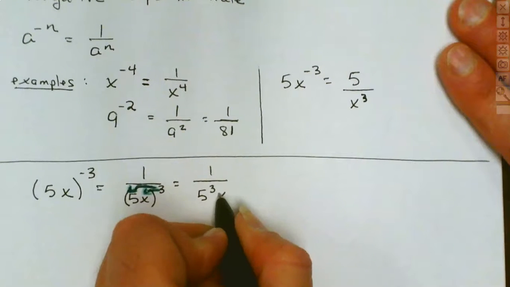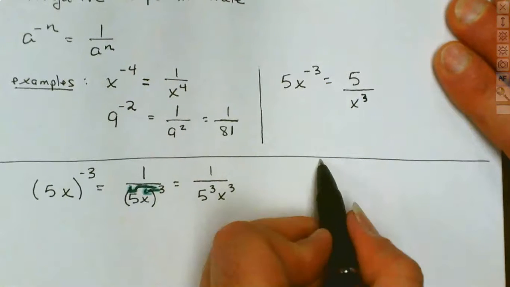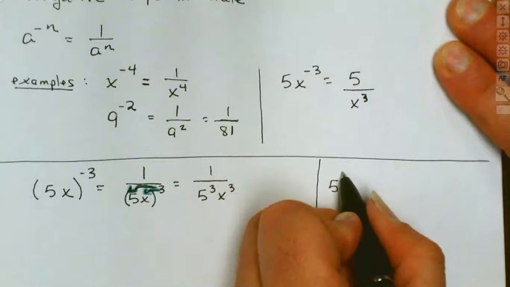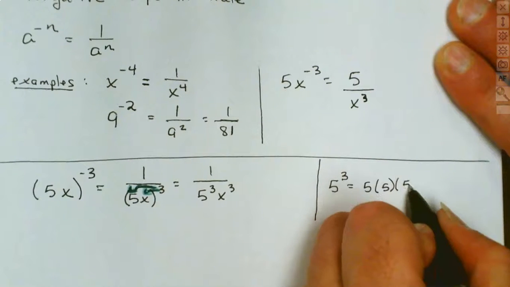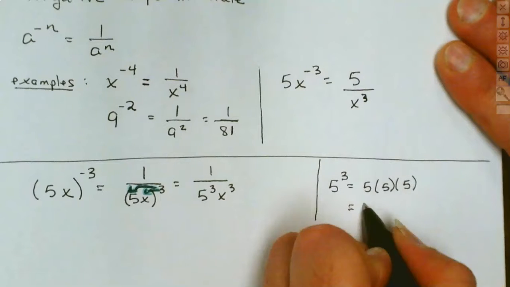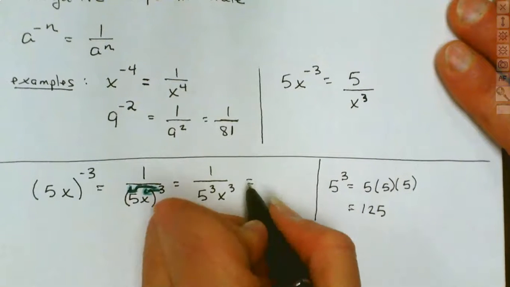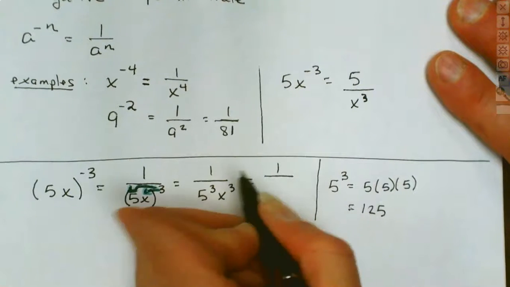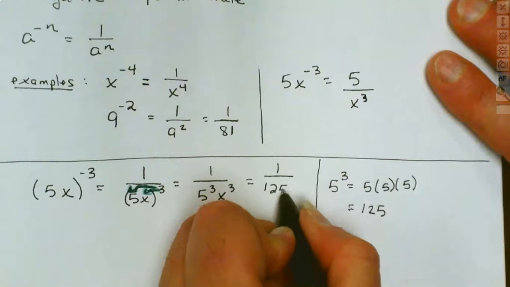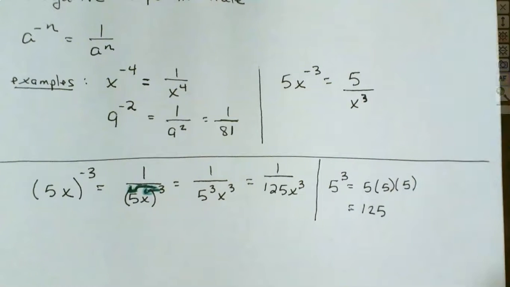5 cubed x cubed. And what do we know about 5 cubed? That's 5 times 5 times 5, and that comes out to be 125. So this would come out to be a slightly different answer than the previous one, and it's going to come out to be 1 over 125 x cubed. Do we see the difference there? And this again is starting to build up to the power rule. Power rule says we can distribute things through.